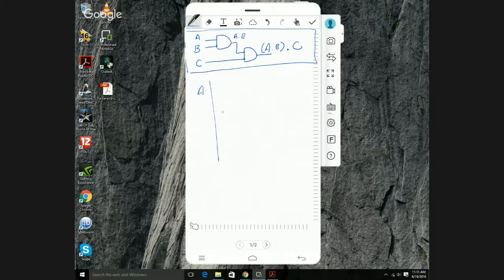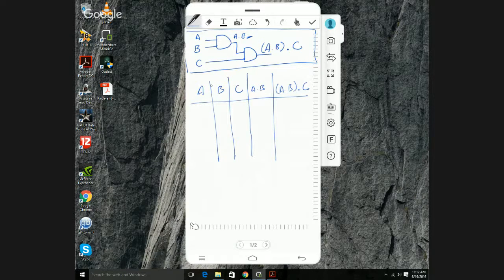A, B, and C. And let's take this A dot B, and then the final answer will become A dot B dot C. So now we have three inputs.